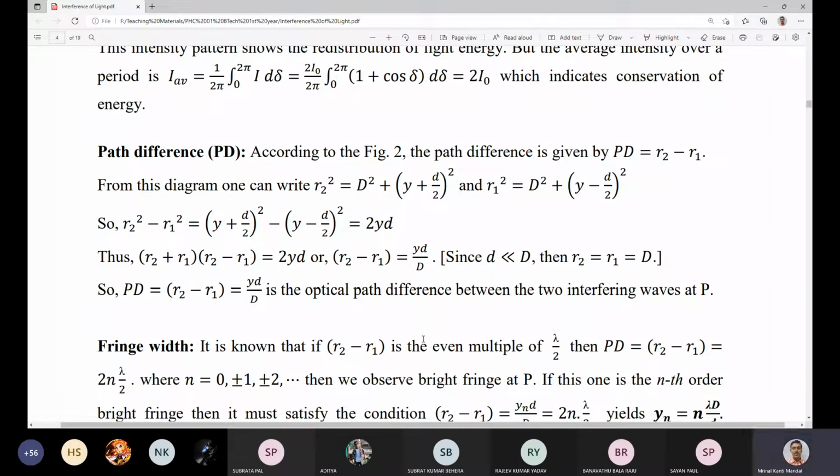This is the optical path difference between two interfering waves at point P. At point P, the path difference is Yd divided by capital D, where Y is the separation of point P with respect to its central position. This point is clear? Yes, sir.